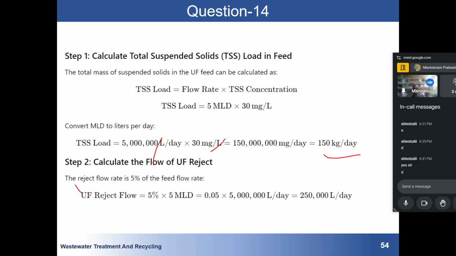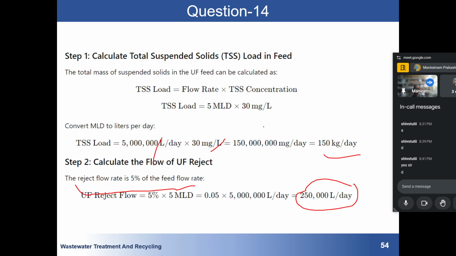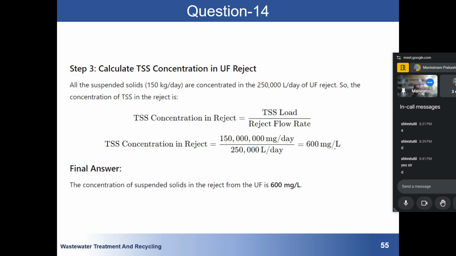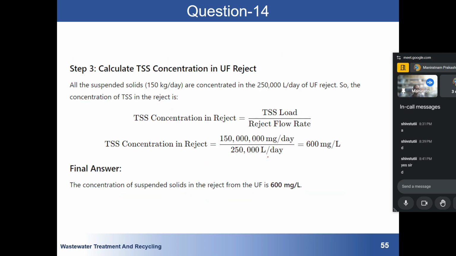Now it is saying that 5% is rejected. So the reject flow is 5% into 5 MLD, that is this much liter per day, the flow rate of whatever is being rejected. So the TSS concentration will be the TSS loading, how much TSS is being loaded, this much kg per day, divided by the flow rate. That is 150 kg per day, divided by this much liter per day. So the concentration will finally be 600 milligram per liter.